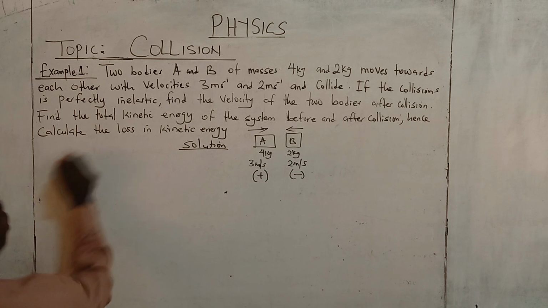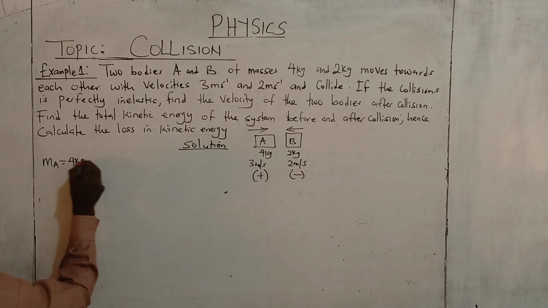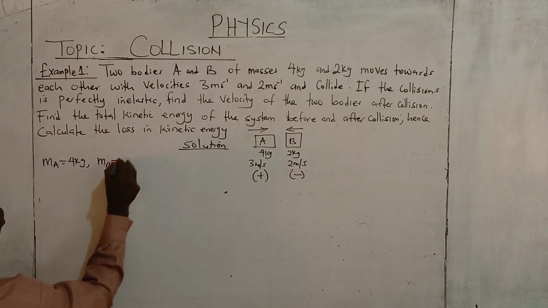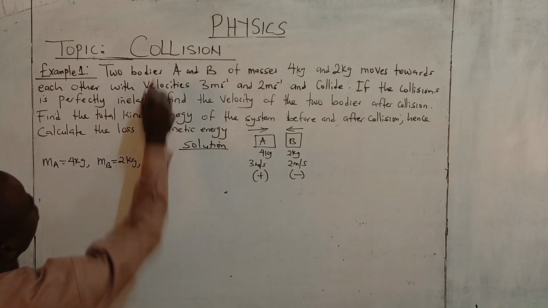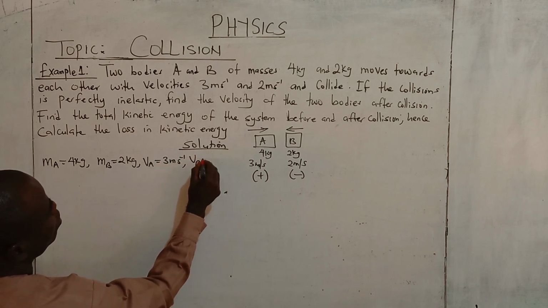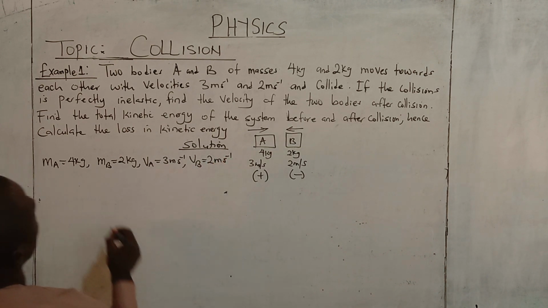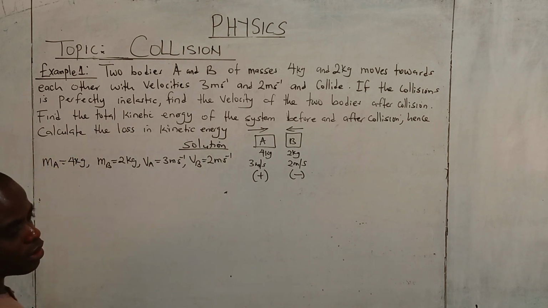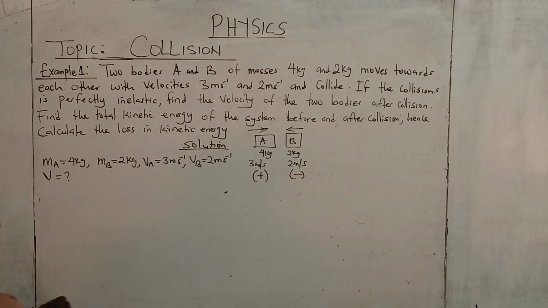Let's call MA, mass of A, to be 4 kg, mass of B to be 2 kg. The velocity VA, velocity of the first object, is 3 meter per second. Velocity of the second object is 2 meter per second. And it's perfectly inelastic. Know that they are having common velocity when it is perfectly inelastic. That's why we are looking for the common velocity V. Find the velocity of the two bodies after collision.